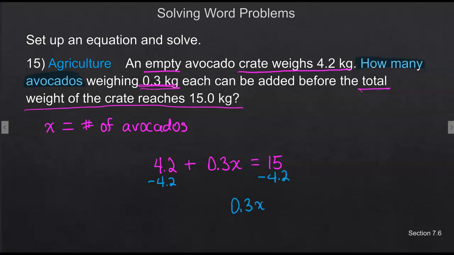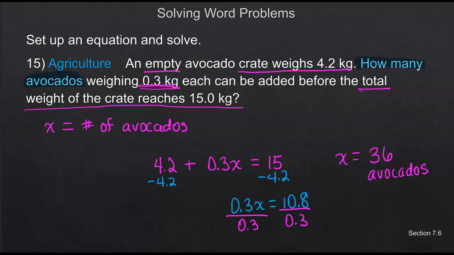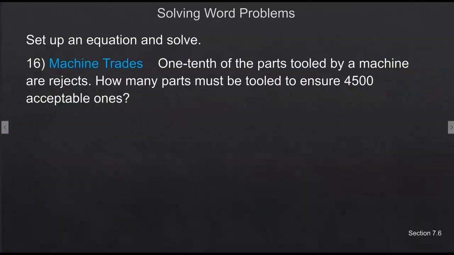So 0.3x equals 10.8. We're going to divide that by 0.3, 3/10, and we find that x equals 36. So that is 36 avocados. All right. And then you can always put that back in. Remember to check: 0.3 times 36 and then add that to the 4.2. All right. There's one of them taken care of.